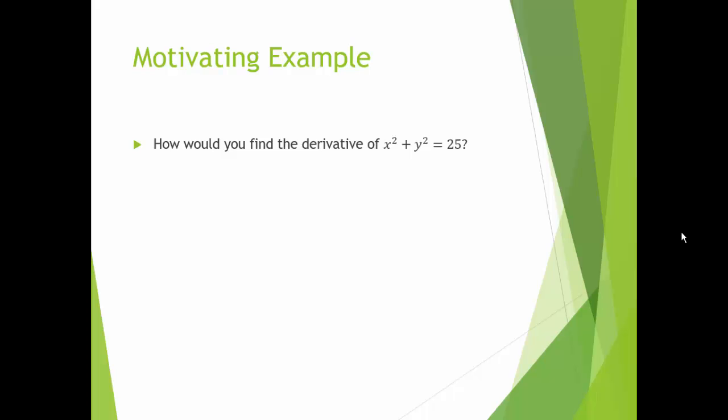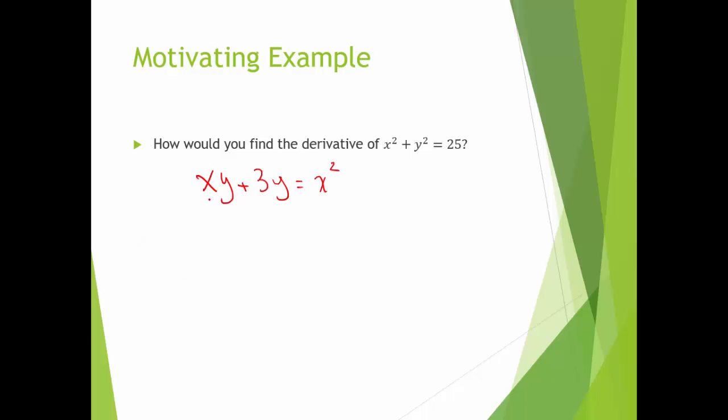So how would you find the derivative of an equation where y is not by itself? Like this one, x squared plus y squared equals 25. Well, I suppose you could try to solve for y and then take the derivative, but why do more steps if we don't have to? What about an equation that's not as easy to get y by itself? What if we had something like xy plus 3y equals x squared? Could I really solve that for y?